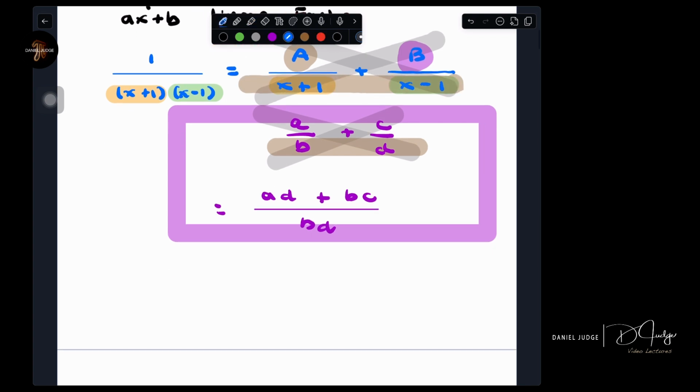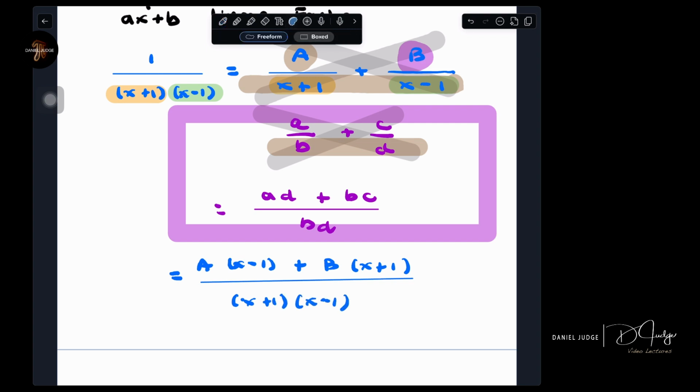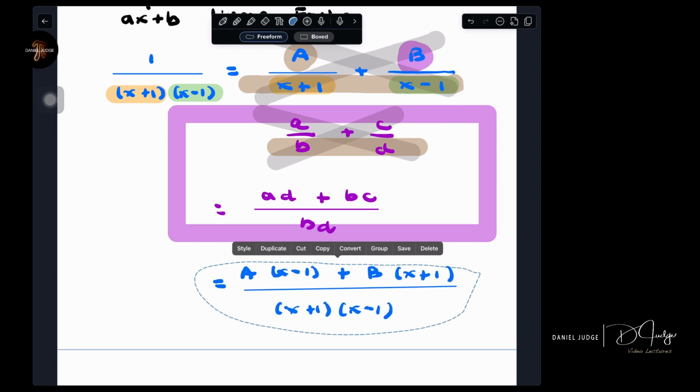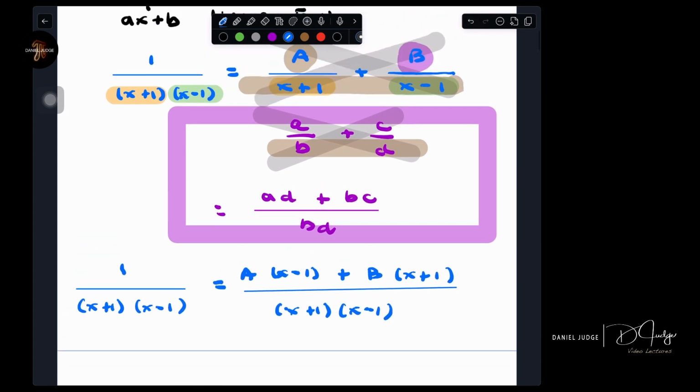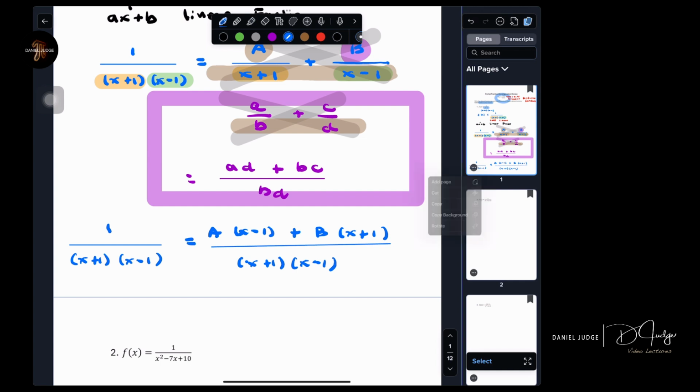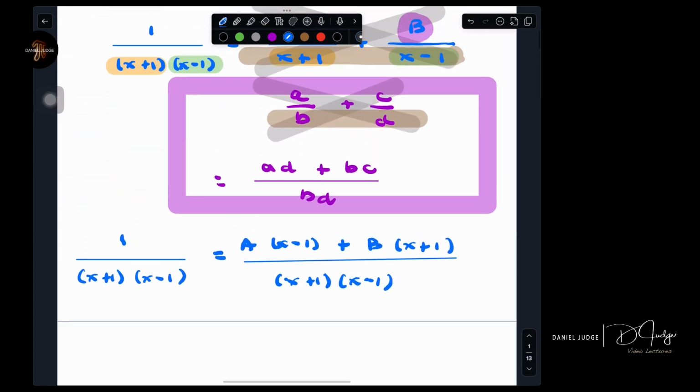Okay, so we end up with A times x minus 1 plus B times x plus 1 over the x plus 1 times x minus 1. So what you'll have, again, is 1 over x plus 1 times x minus 1. We're going to need some more paper here. Add a page. Okay.